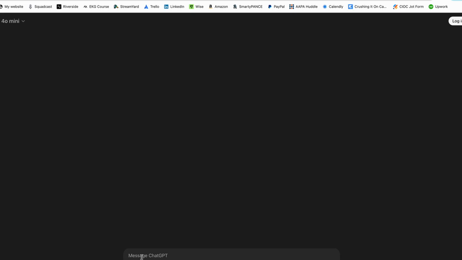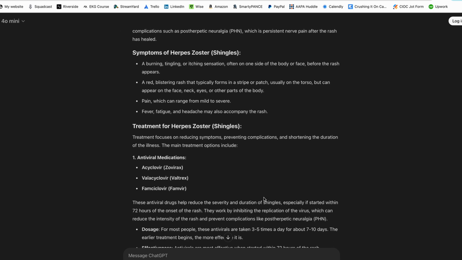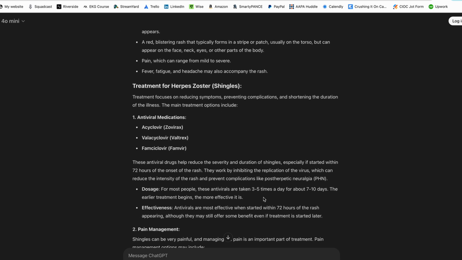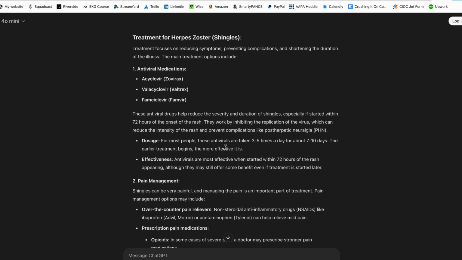Now, if you went to ChatGPT and you didn't know it was postherpetic neuralgia, and all you have to work with is herpes zoster treatment, and you put that into ChatGPT, then it's going to come up with the symptoms, and then it's going to give you treatment, antiviral medications, acyclovir, and so on. It does say that you need to start those within 72 hours, but you're faced with all this other stuff you have to read to see if there's any exceptions to that.